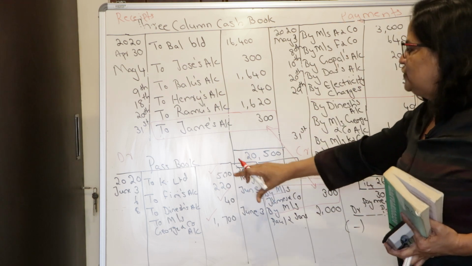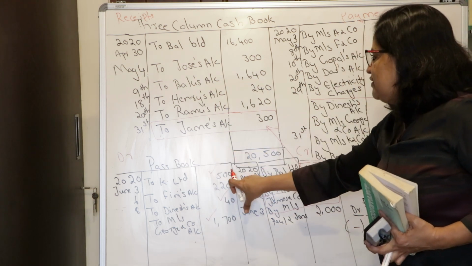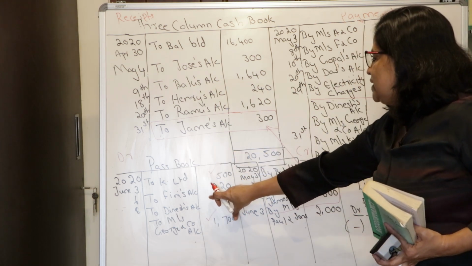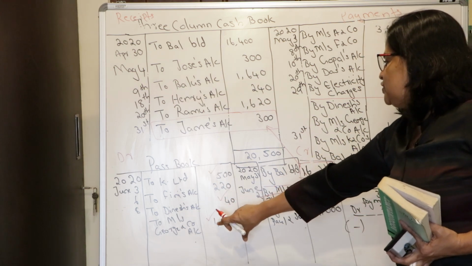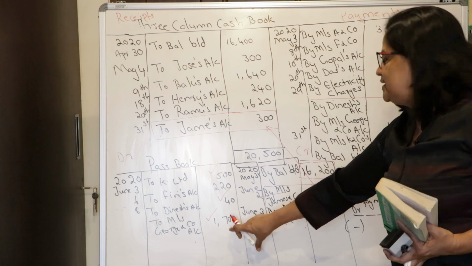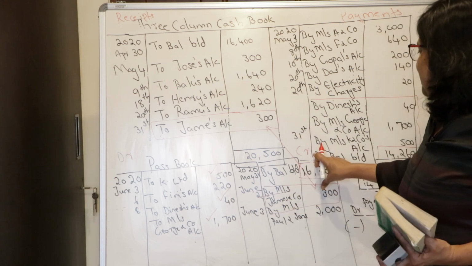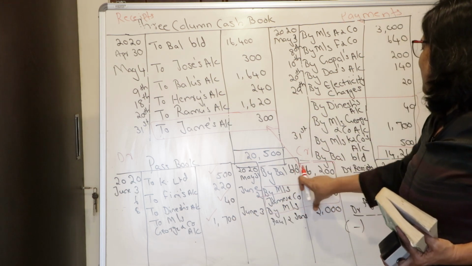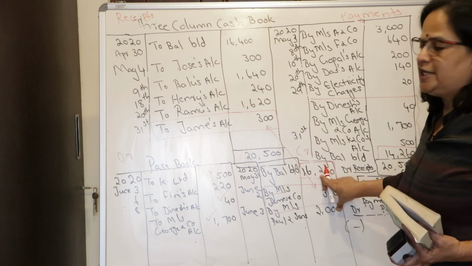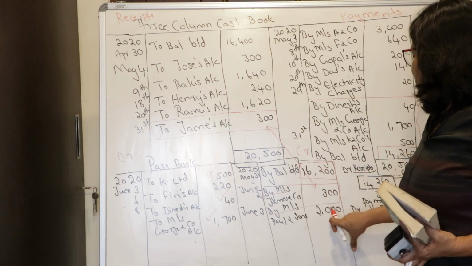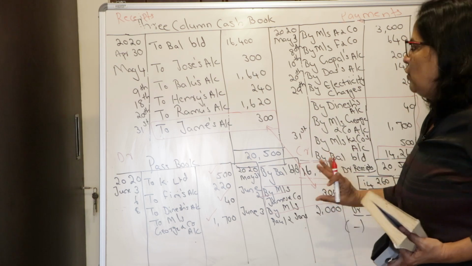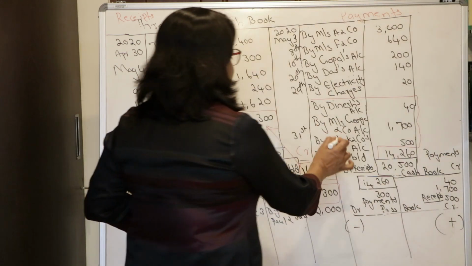Now the passbook, if you see, debit side: to K Limited 500, to Finu's account 220, to Dinesh account 40, to Mrs. George and Company account 1,700. Now the credit side: by balance brought down 16,200. Now by Messrs. James and Company 300, by Messrs. Paul and Sons 2,000. Now what we are going to do is, see there is a difference.